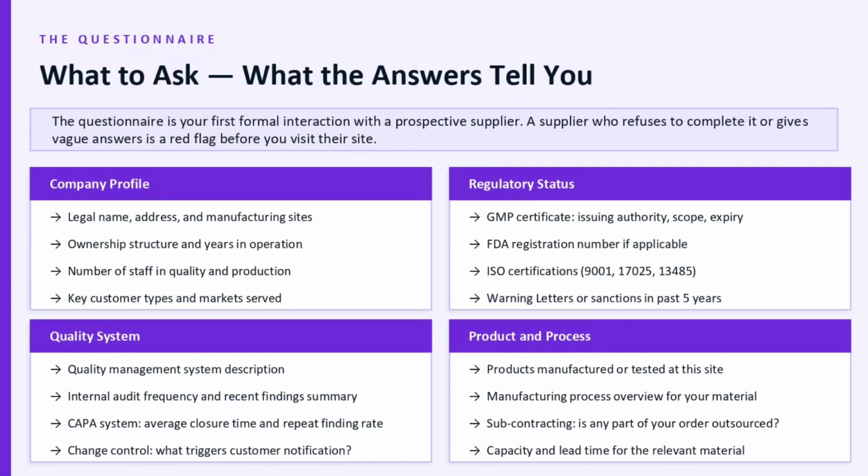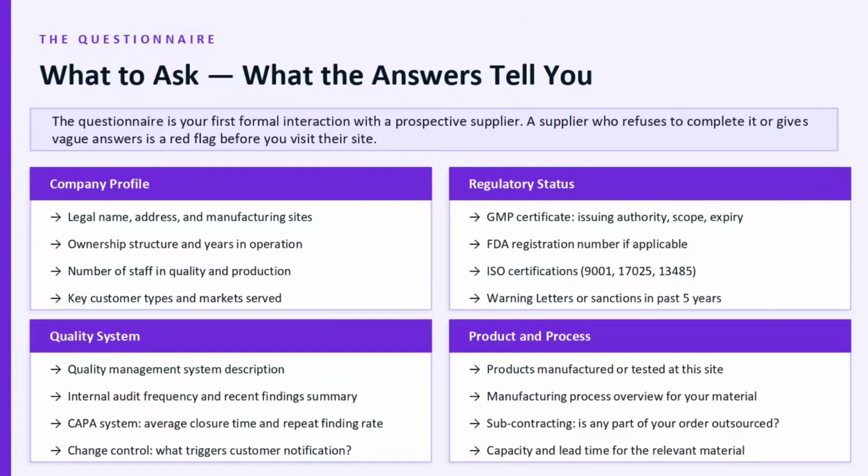The supplier questionnaire is your first formal interaction with a prospective supplier. Done well, it gives you the information you need to make a risk-based qualification decision. Done poorly, it gives you a false sense of assurance. There are 4 main sections every questionnaire should cover: company profile, legal name and all manufacturing sites covered by this relationship, ownership structure and any recent acquisitions, years in operation and key customer types, number of staff dedicated to quality and production.